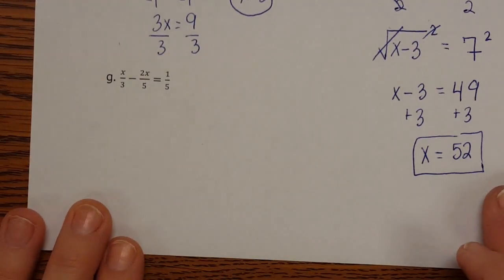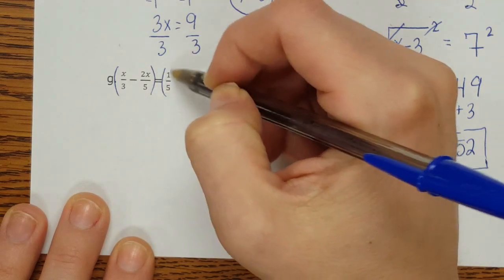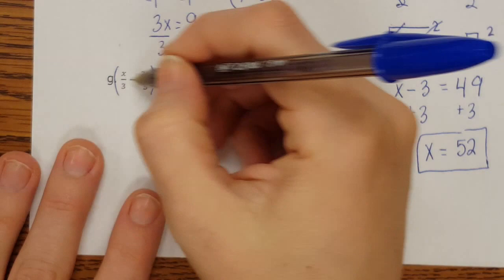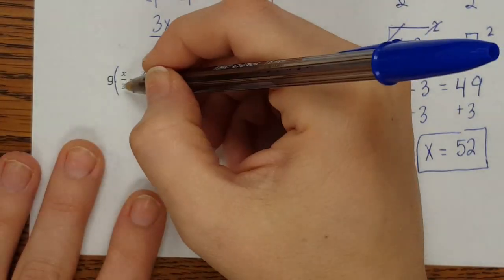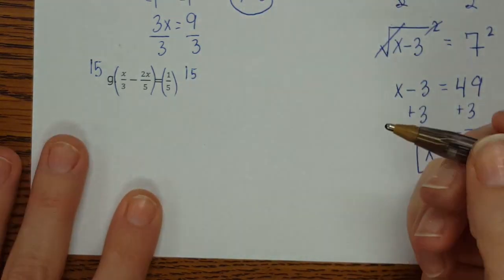Okay, last problem, letter G. I'm going to rewrite this whole thing without fractions. So I need to multiply by a multiple of 3 and 5. So 3 and 5 both go into 15. So I'm going to multiply by 15.